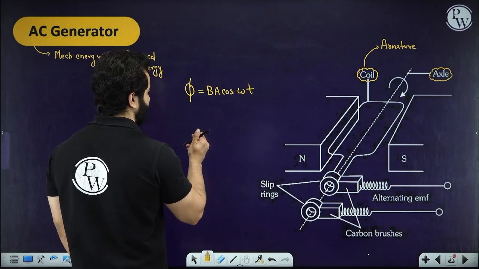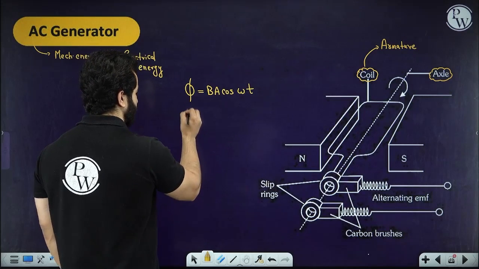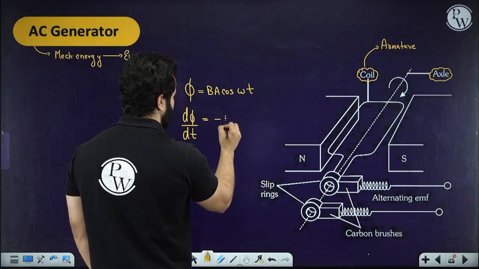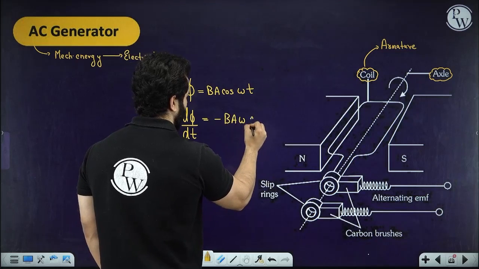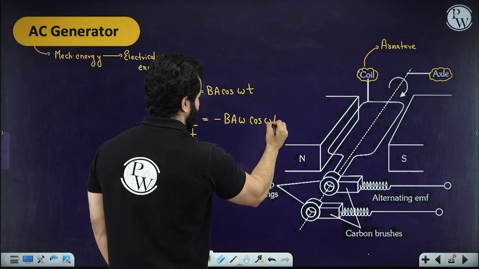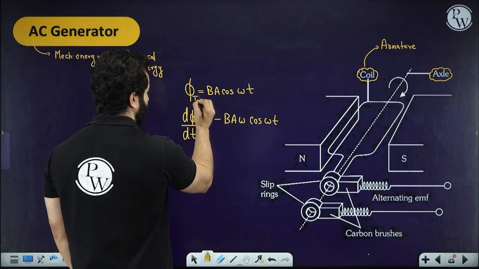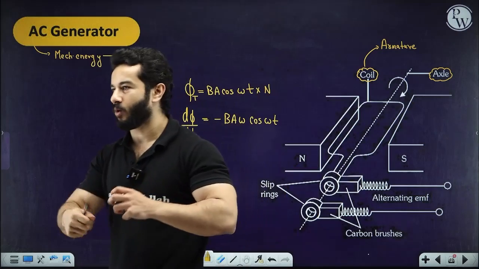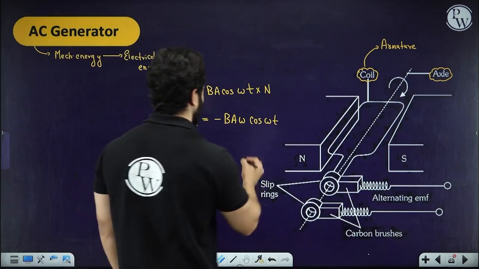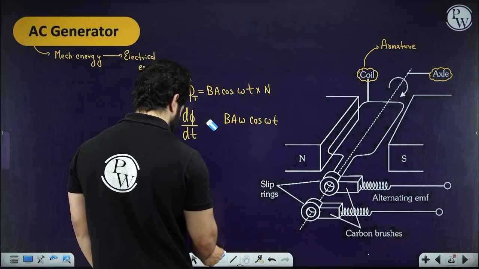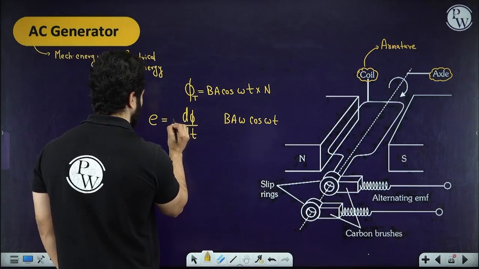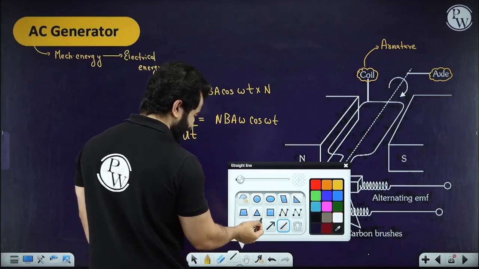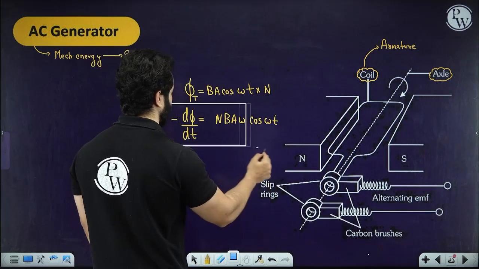So flux can be written something like this. Now if we differentiate, that is d phi by dt, this will lead to minus BA omega cos omega t. And by the way, if we want to write for the total flux, we will have to multiply it with the total number of turns, because armature basically means the windings, we have wound many wires. So multiplied by the total number of turns over here. And if we talk about induced EMF, this is going to be minus, so this will be something like NBA omega cos omega t. This is what is going to be useful for you, right?